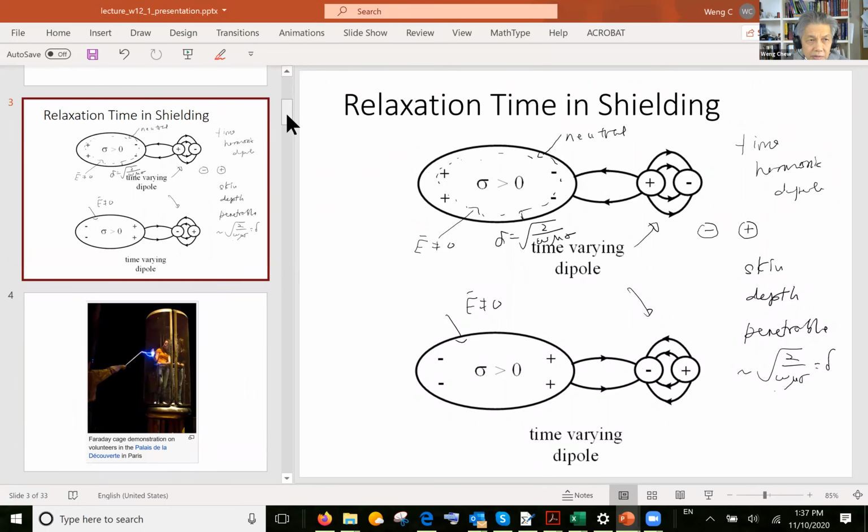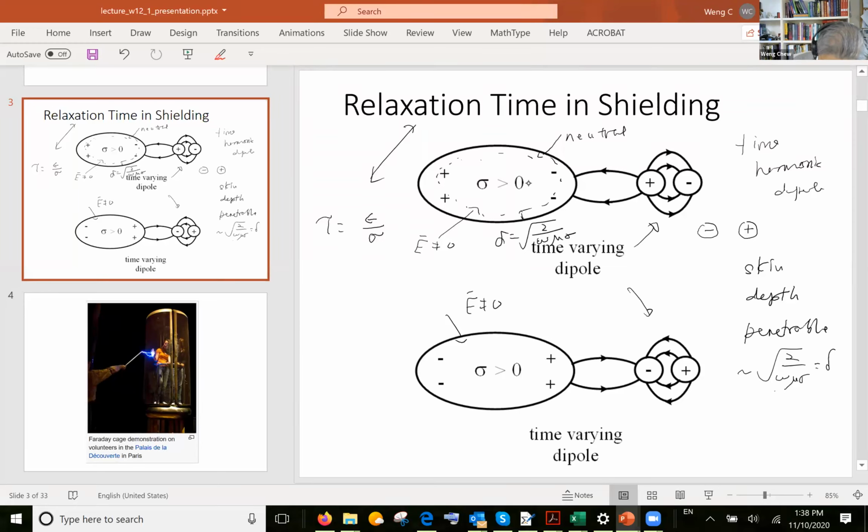So this is the relaxation time. There's a relaxation time involved for the charges to move back and forth, and that relaxation time is proportional to epsilon over sigma. Maybe I'm wrong about this; it should be just epsilon over sigma, with no square root sign, then the dimension is correct. This is called the relaxation time, and it is the time it takes for the charges to relax back and forth between the two polarities.